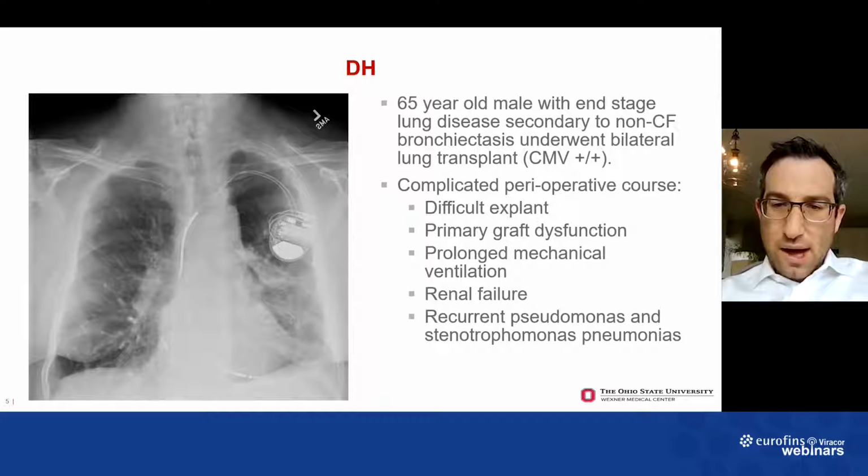He unfortunately had a complicated perioperative course. He had a difficult explant. He had primary graft dysfunction. He required prolonged mechanical ventilation and tracheostomy placement. He had renal failure and briefly was on dialysis. And he had recurrent issues with infections, notably Pseudomonas and Stenotrophomonas.